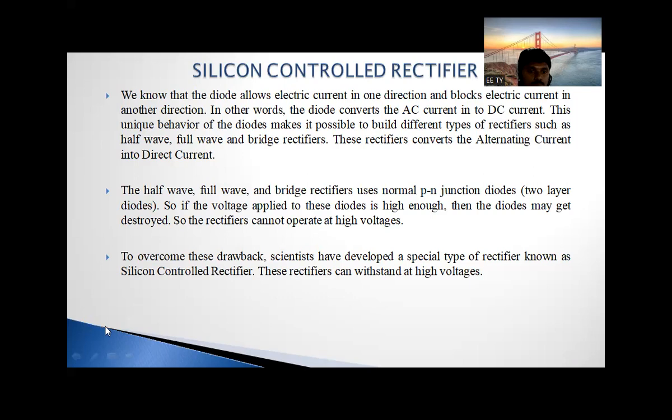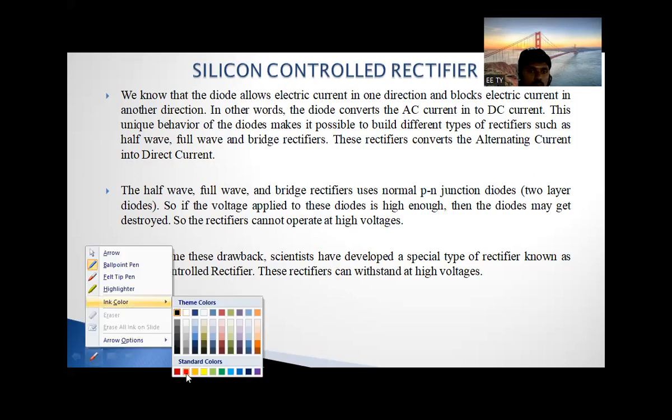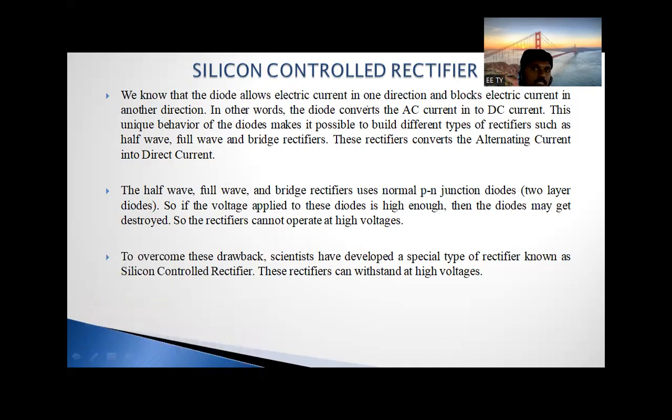We know that the diode allows electric current in one direction. Is it right? The diode allows electric current in only one direction, and blocks electric current in the other direction. In other words, the diode converts AC current into DC current.